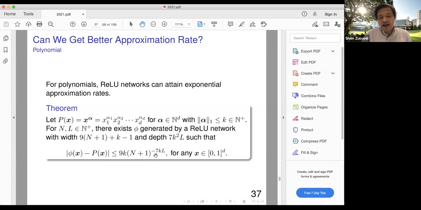You see, it is a power to the L. L is your depth, and this is your degree. Of course, if your degree is high, your network will be large. Your depth is that, your width is that. But think about that.